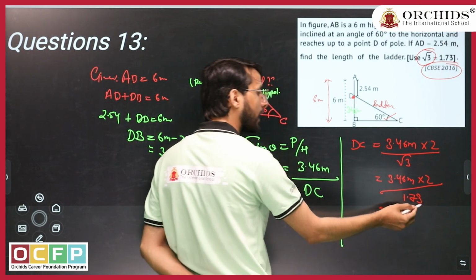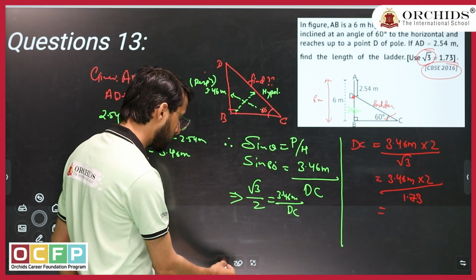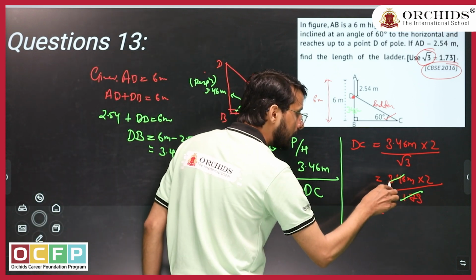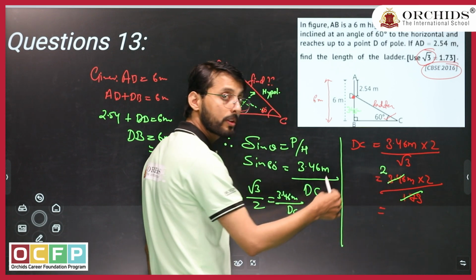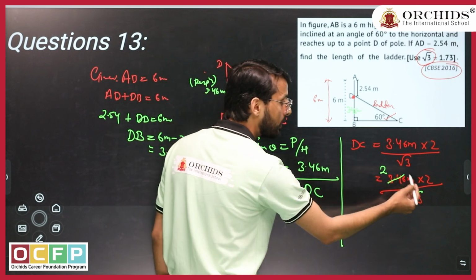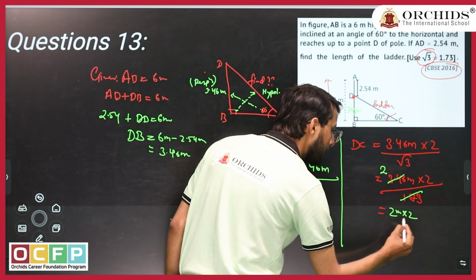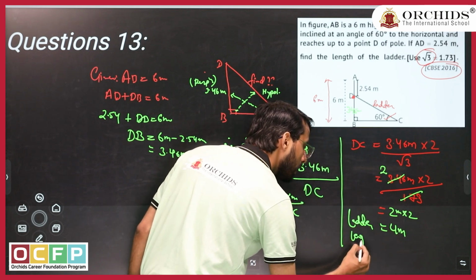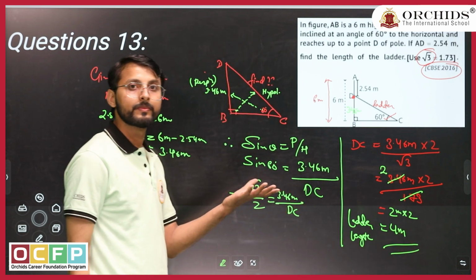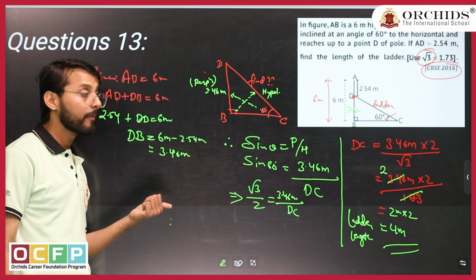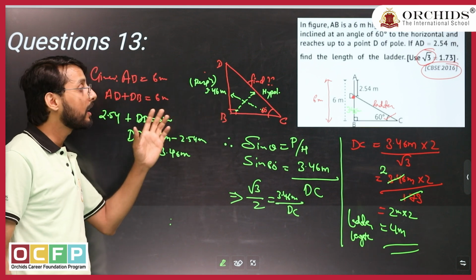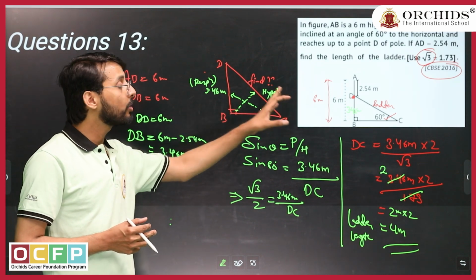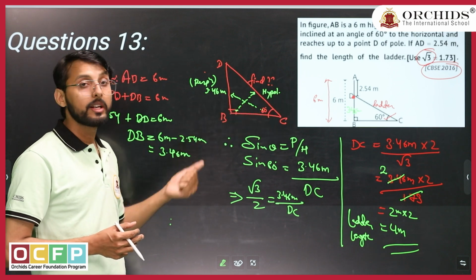Now, think about the situation. Can we cancel 3.46 with 1.73, guys? Think. Yes. 1.73 into 2: 2 into 3 is 6, 2 sevens are 14, 2 and 2 plus 1 is 3, so 3.46. So 2 cancels with 2, and it means the length of the ladder is nothing but 4 meters. See how nicely we are doing this. This is a very easy concept if you remember how to relate trigonometrical identity, how to relate the ratio with a side, the angle with a side, everything.